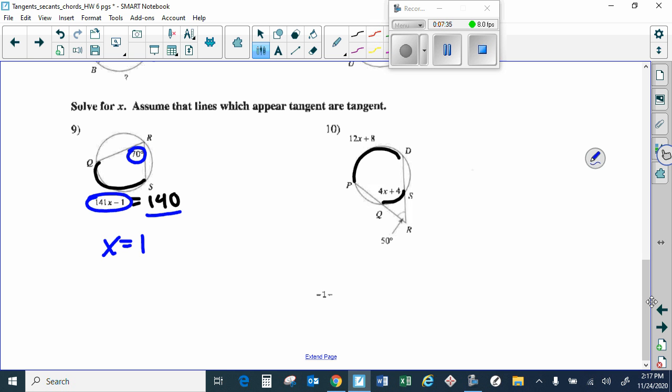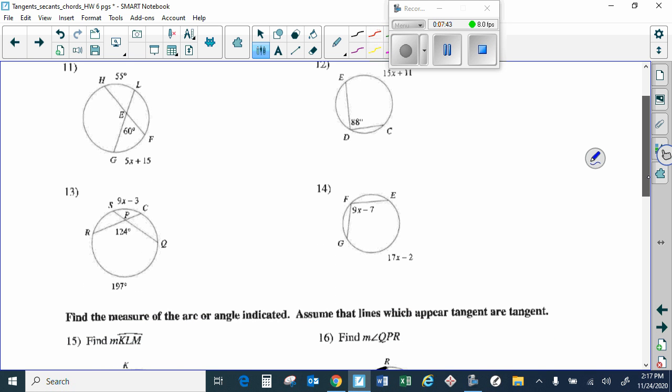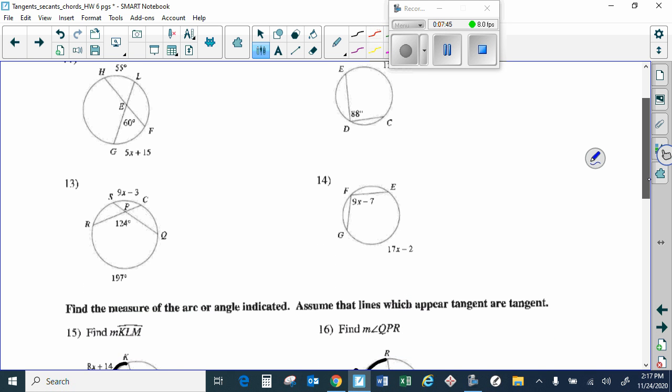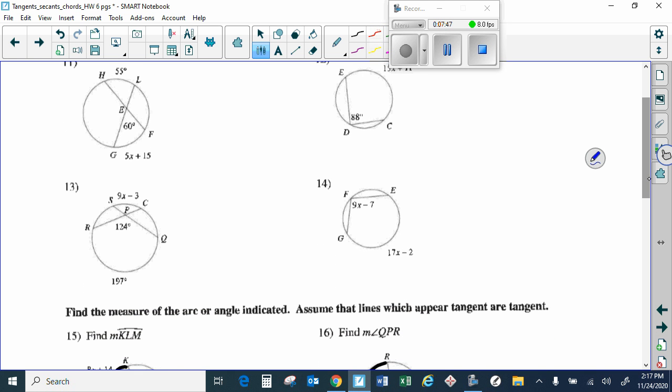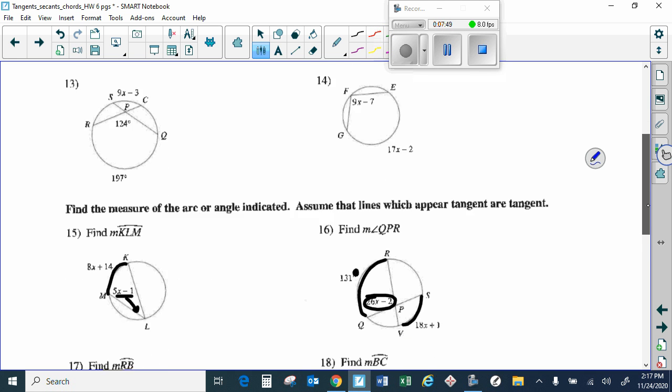Okay, so here we have the secant. Big arc minus little arc equals double the angle. Double the 50 is 100 degrees. And then solve that. Okay, here we have more of the same with algebraic expressions again, so that's nothing new. You've seen examples of that.